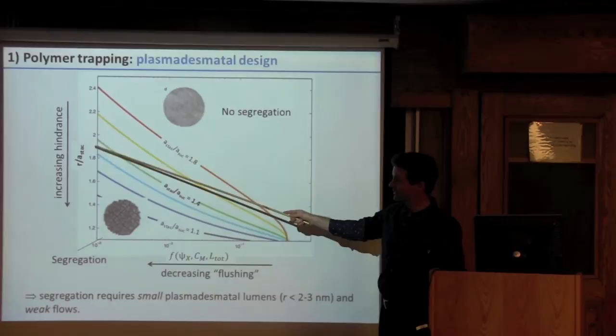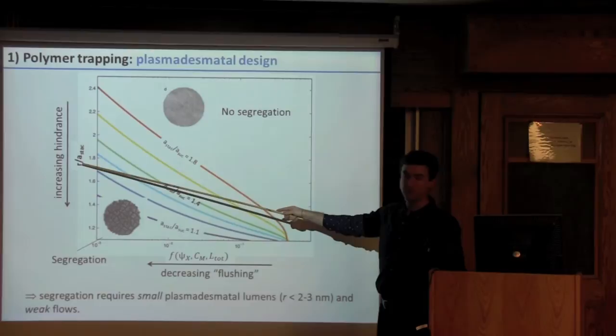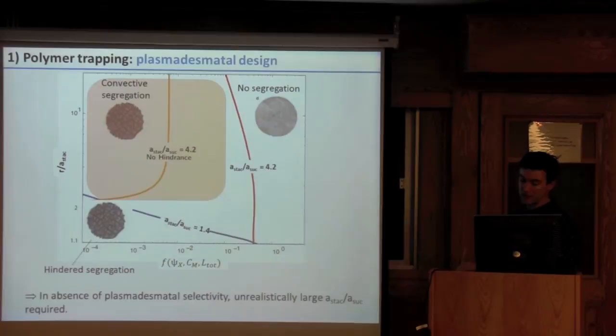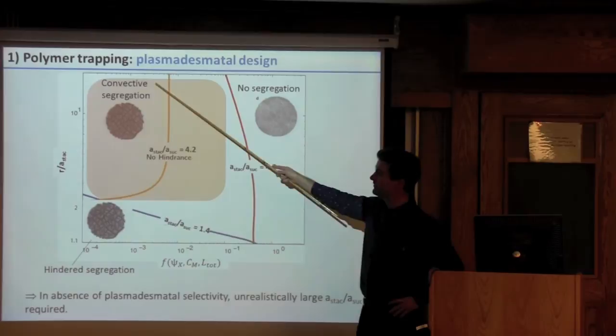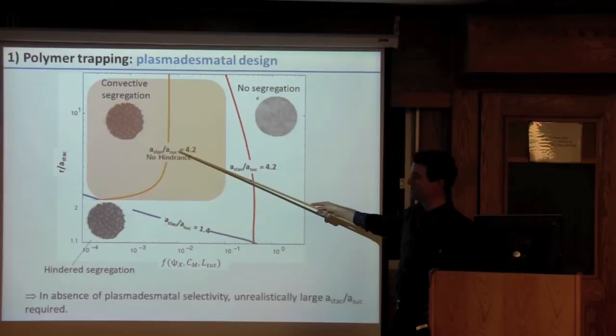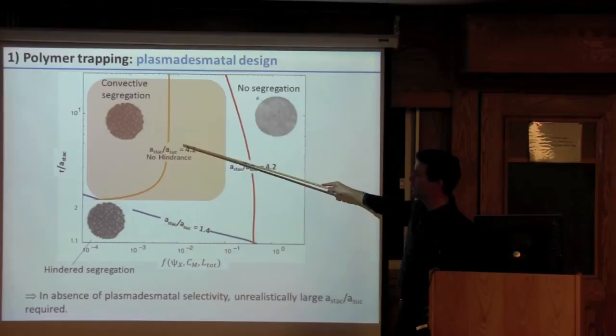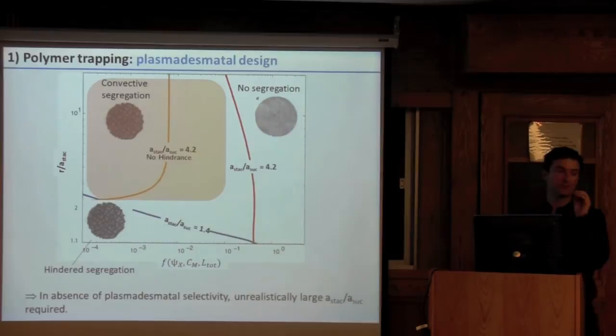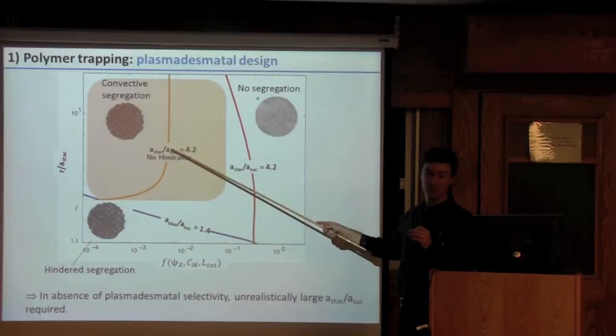if we're going to see segregation, those effective openings between those proteins are going to be very small indeed. I'll just point out that if we avoid hindrance, purely convective segregation can occur, but only for unrealistically large differences in the size of the two solutes. Okay, we can open up another region where segregation occurs, but it's pointing again to the need for some sort of selectivity. At this point, I'm putting it into the difference in size of these two molecules, which is not realistic.